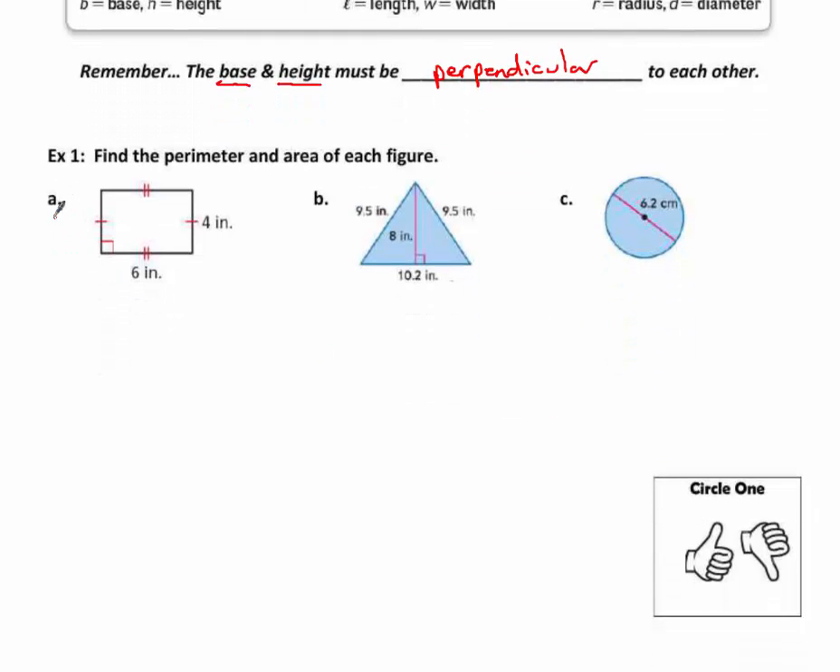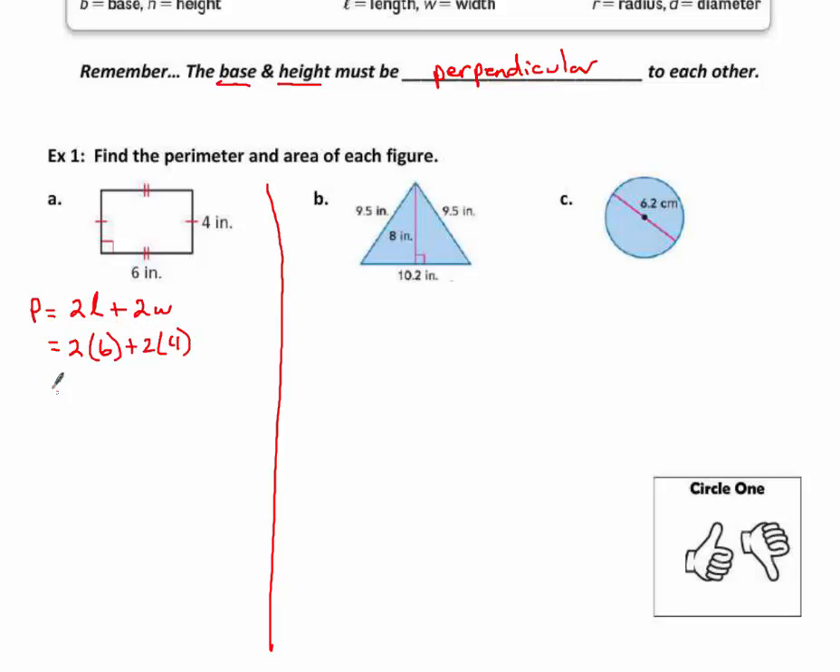So let's start with example 1 and problem A. We got a rectangle. I'm going to go ahead and divide this up into little sections. So let's do the rectangle, and we're going to find the perimeter, and we can look up and see that the formula says that the perimeter is 2L plus 2W. Well, that's 2 times 6 plus 2 times 4, so 12 plus 8. So our perimeter is 20 inches.